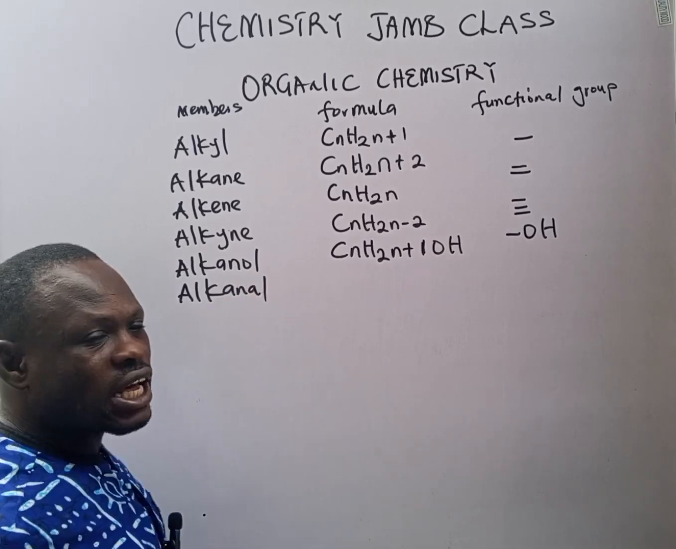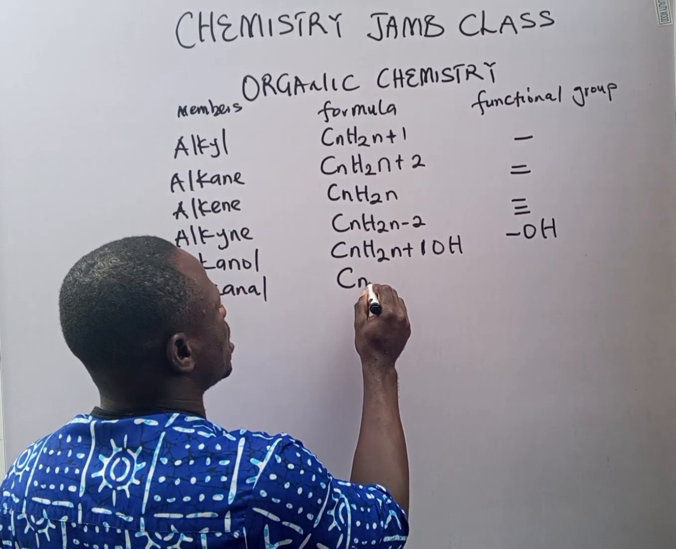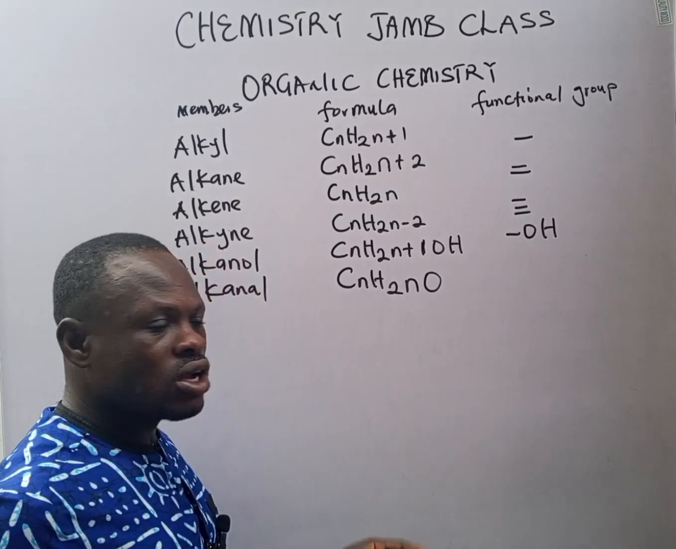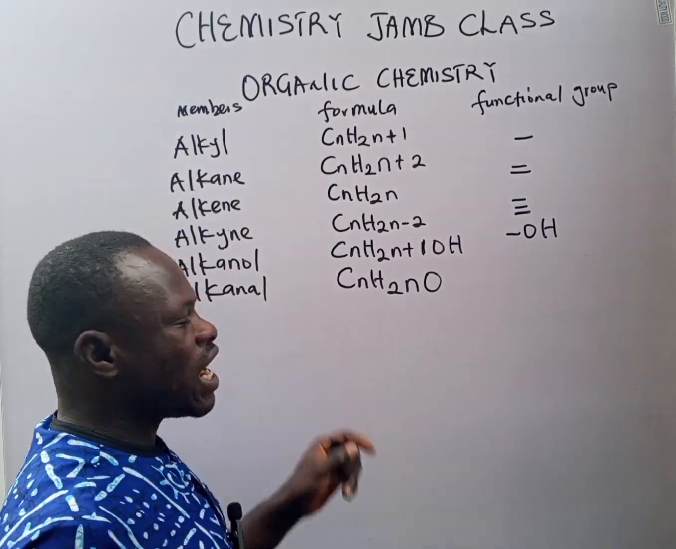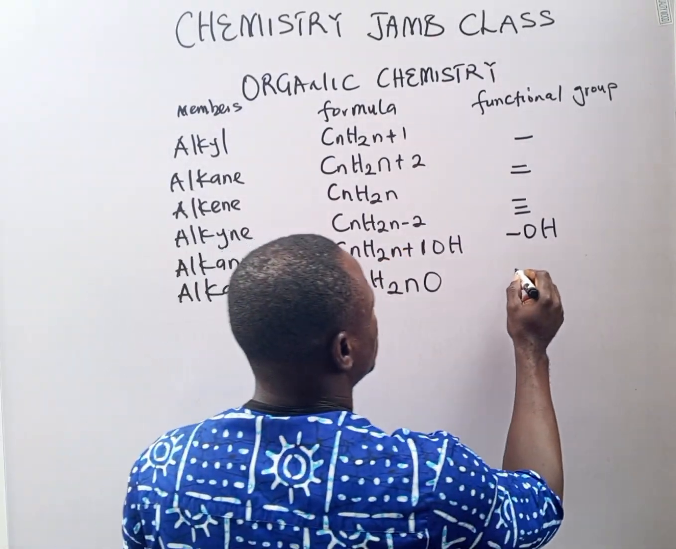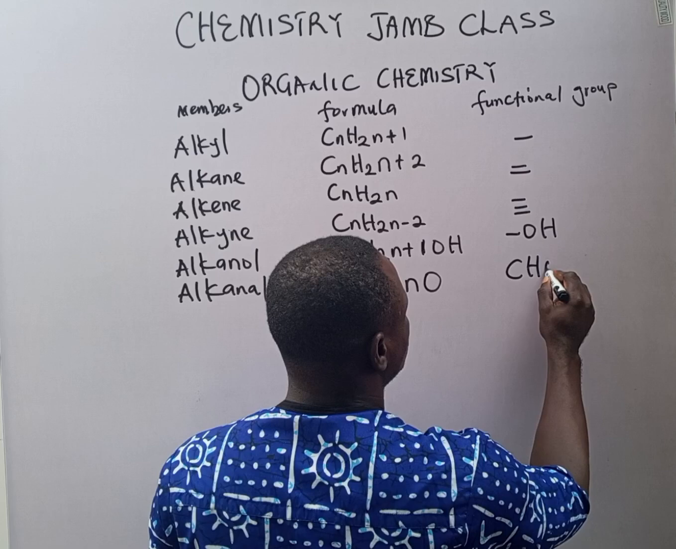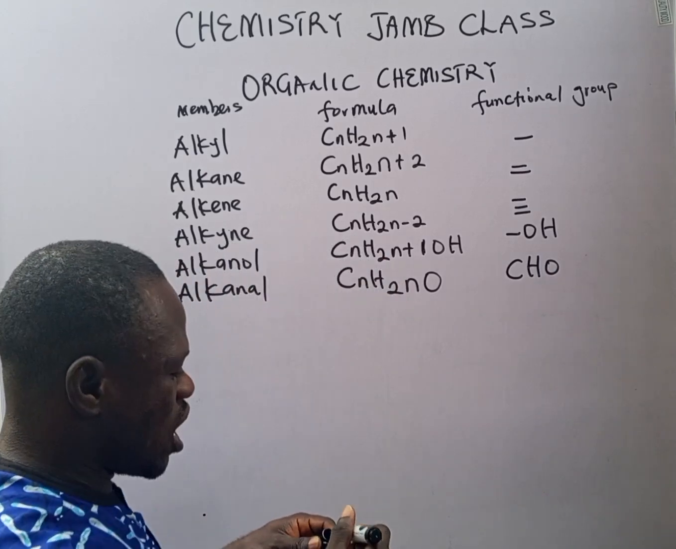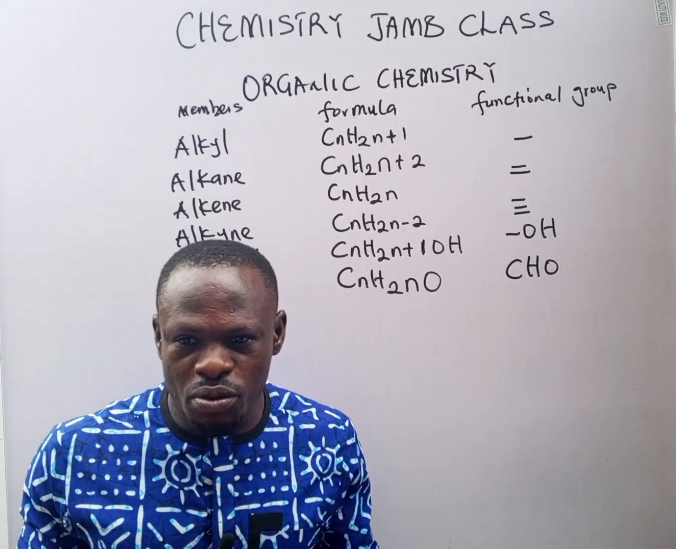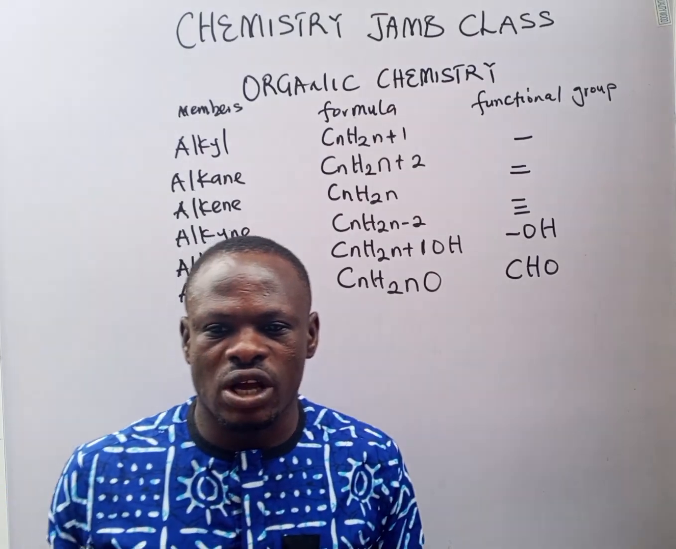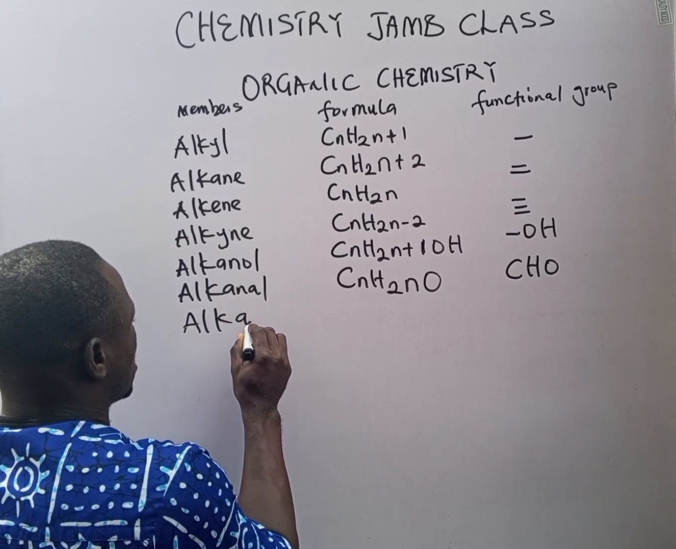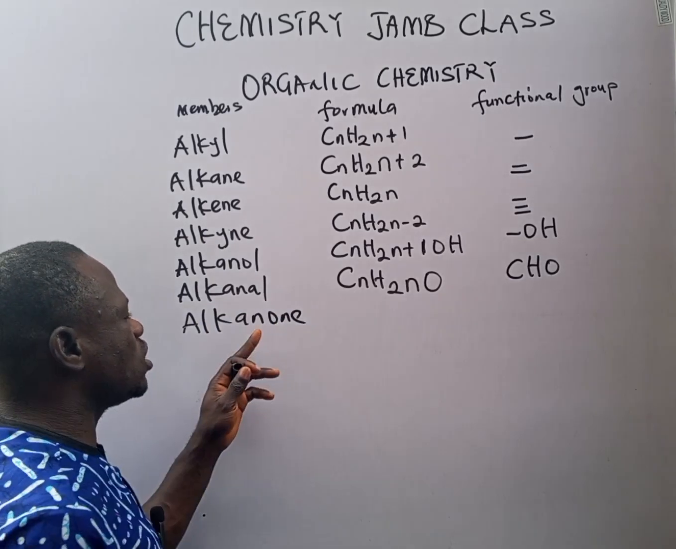Alkanal has a general formula of CnH2nO. This is the general formula of alkanal. Are you following? Now, what is the functional group of alkanal? We have CHO. This is the functional group of alkanal. I hope you are following. So the next one we are going to look at is alkanone, which comes from the ketones.